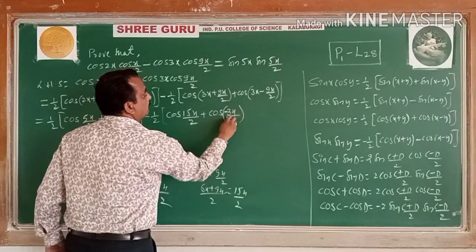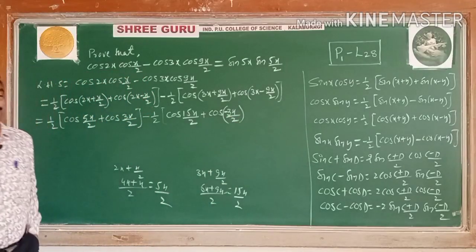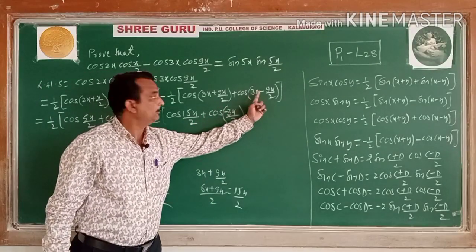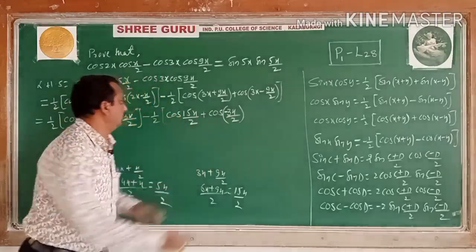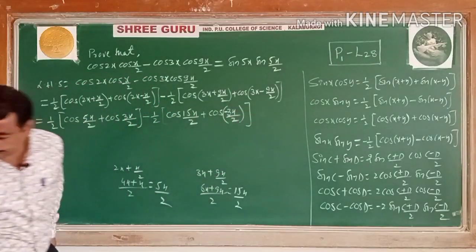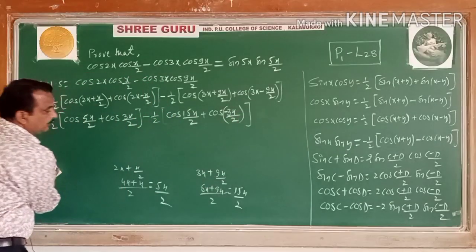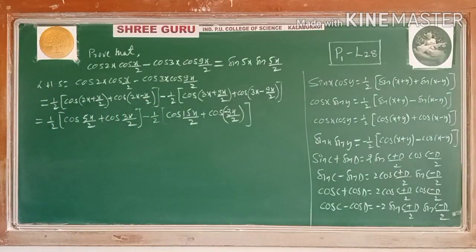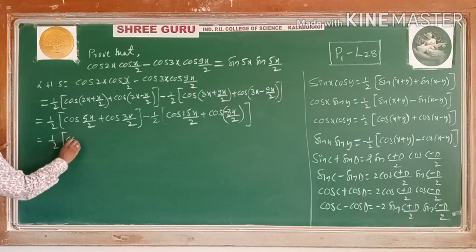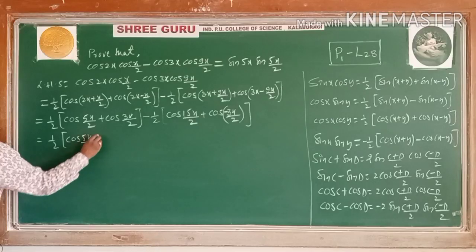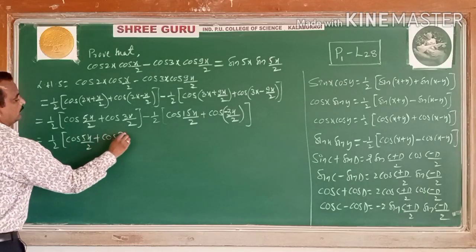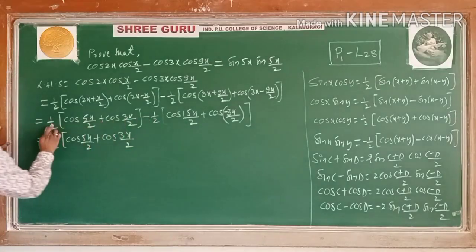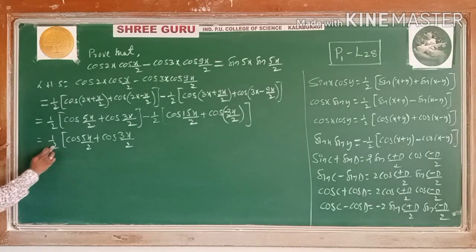Which one? Minus 3x by 2, because of 6x minus 9x, minus 3x by 2. Close the bracket. This is a simplification, students. Now see the term 1 by 2 cos 5x by 2 plus cos 3x by 2. Shall I take this 1 by 2 common outside? This 1 by 2 is a multiple for both terms here.